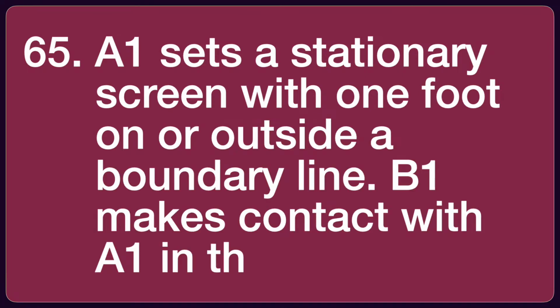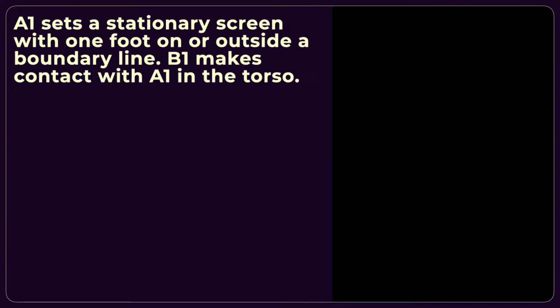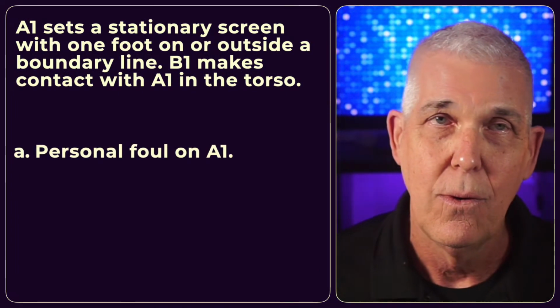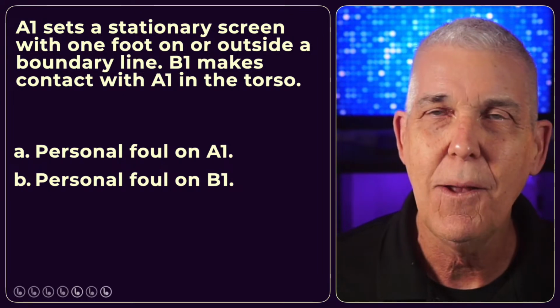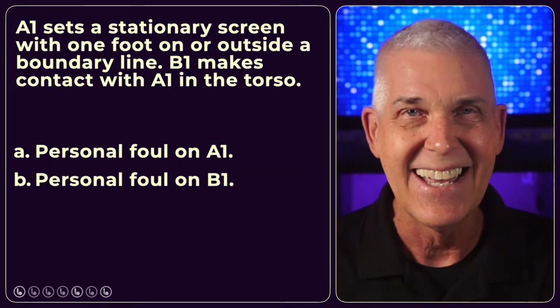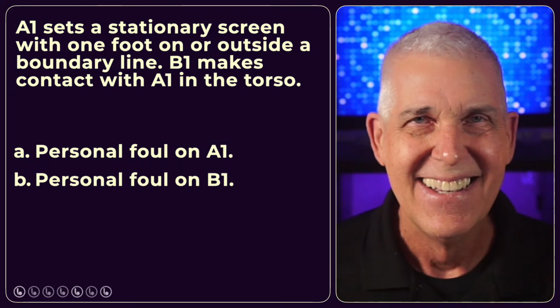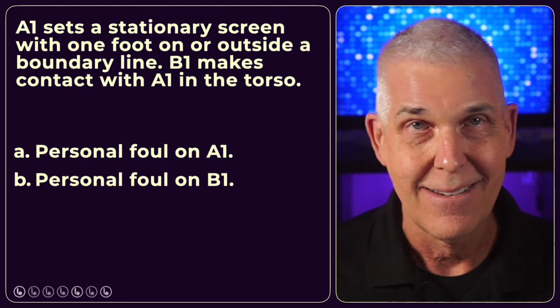A1 sets a stationary screen with 1 foot on or outside the boundary line. B1 makes contact with A1 in the torso. Personal foul on A1, personal foul on B1. Well, I like the simplicity. Not many words. Okay, who set the screen?